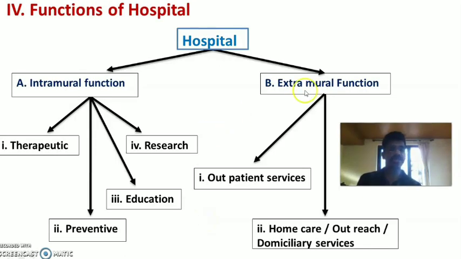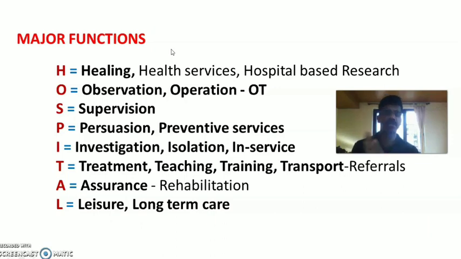Then second is the extramural functions. We have already discussed that extramural functions are the functions outside the hospital, that includes outpatient services and home care or outreach services or domiciliary services, that is home visiting for the patients and their family members. That is extramural functions. So in short, the major functions of the hospital.